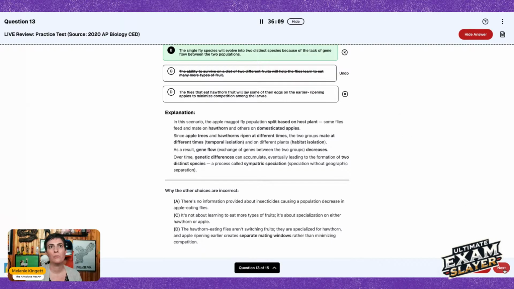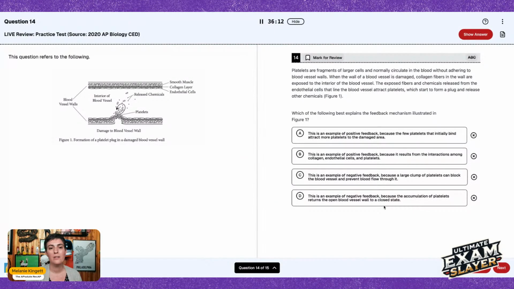All right, two more questions for this live. Here's another example of a stimulus. On the left and the right is our question. We are not going to have to scroll through a stimulus, and it doesn't apply to more than one question. Here we're forming a platelet plug, and I'm going to jump directly to the question before I go back. Which of the following best explains the feedback mechanism illustrated in figure 1?